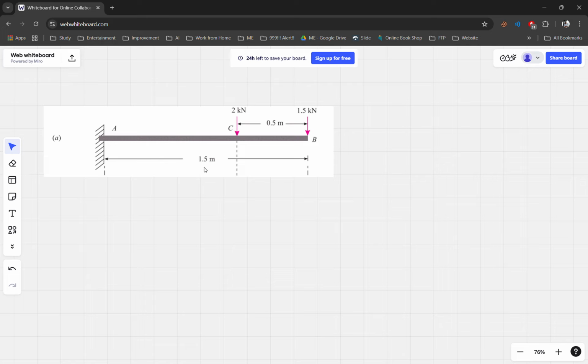Well, let's start the video. Today for this diagram we have to determine the shear stress diagram and the moment diagram. So let's get started.